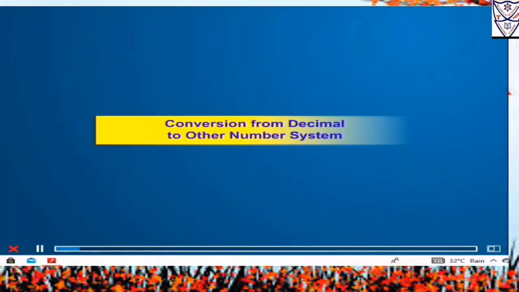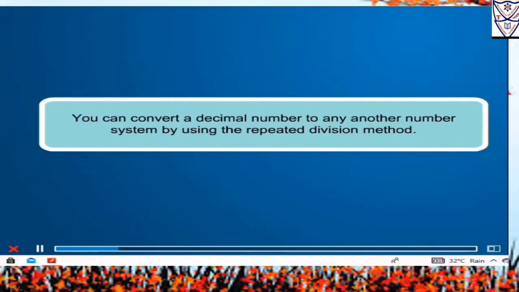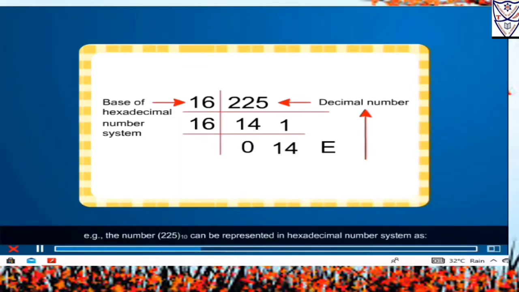Conversion from decimal to other number system. You can convert a decimal number to any other number system by using the repeated division method. For example, the number 225 base 10 can be represented in hexadecimal number system as. So the hexadecimal representation of 225 base 10 is E1 base 16. 14 is represented by the symbol E.